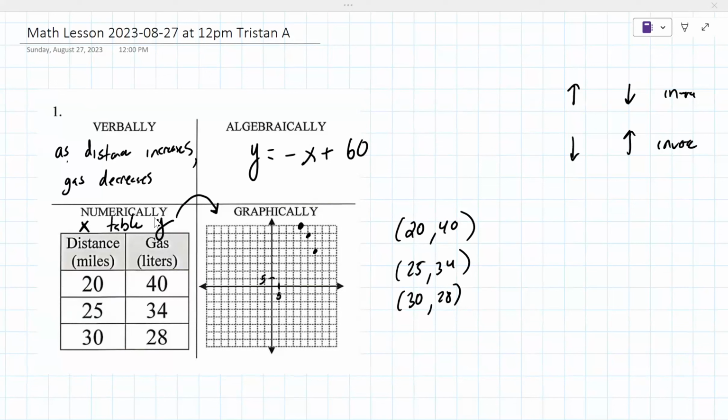Let me know when you get this down, and we'll move on to number 2. All right, I got it down. All right, so next problem here, actually, let me scratch this for the moment.